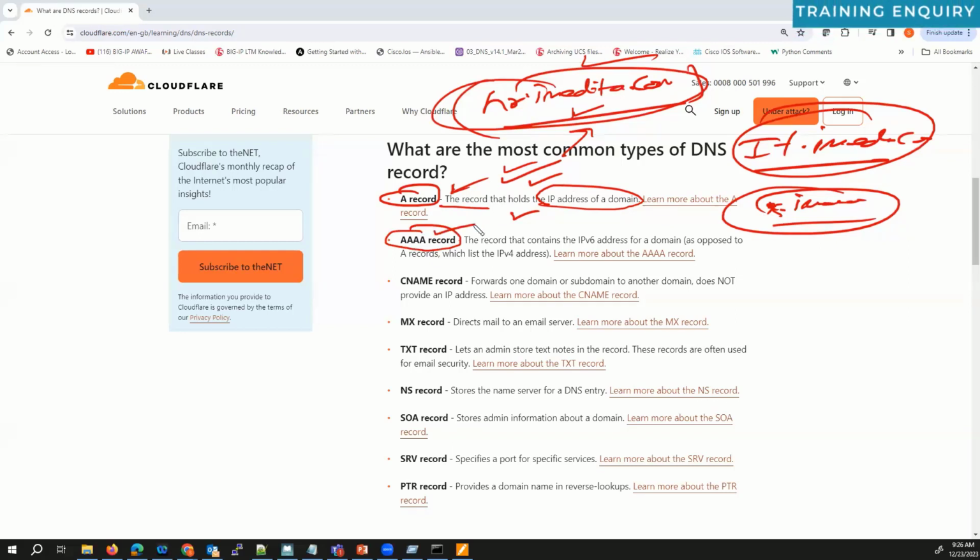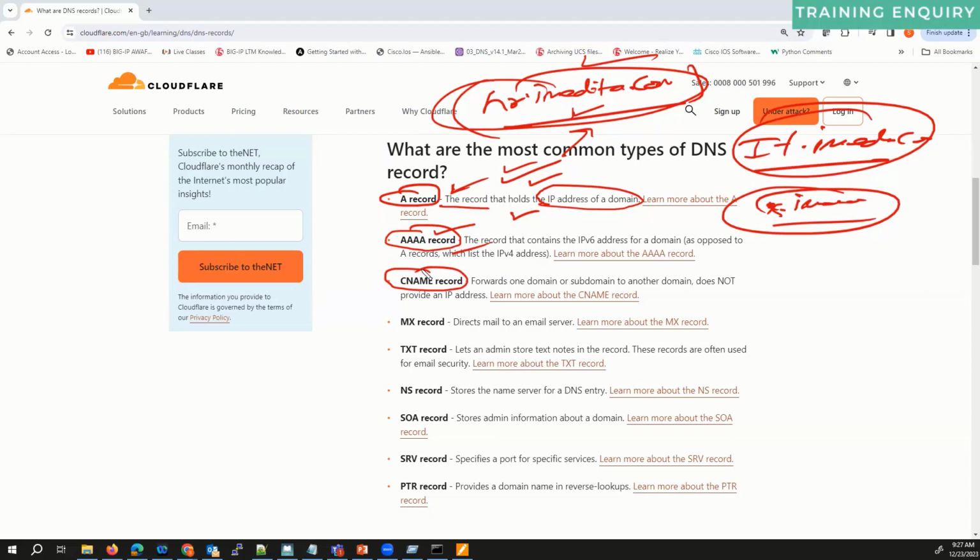The only difference between A and 4 times A is IPv4 and IPv6. An A record is for IPv4 and 4 times A is for IPv6. That's the only difference. The CNAME is also one of the important record types that we create. This is also known as the canonical name. Ideally, we use this CNAME entry when we want that.